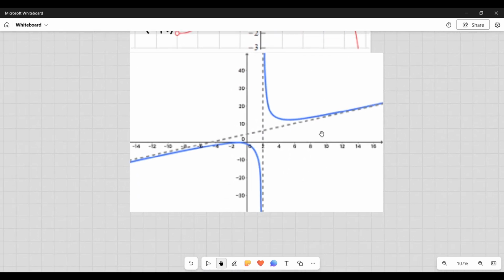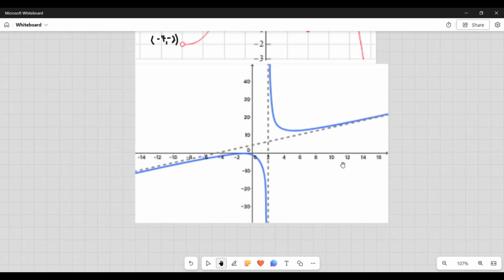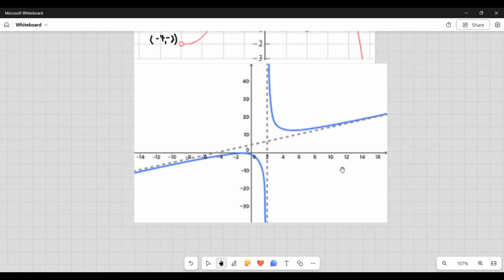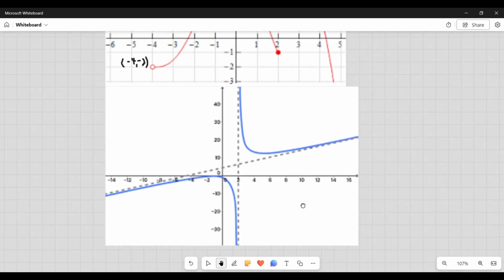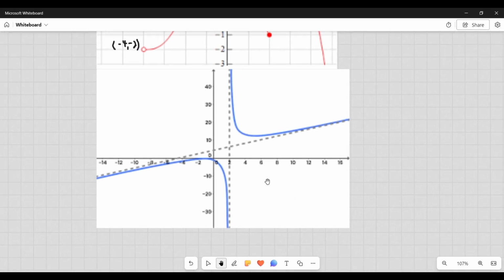Now, as per vertical and horizontal asymptotes, the limit does not exist as it is both on infinity. So it reaches the positive infinity here for the vertical asymptote. From the right hand and from the left hand, it's reaching negative infinity. So that's that.